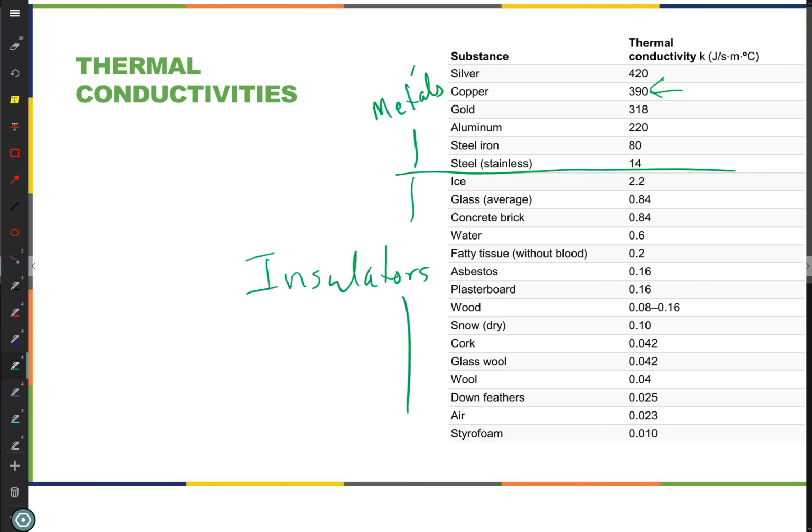The insulators, and one of the common things you see in insulators is they're less dense. Less dense, well, that means that your atoms aren't going to have as much contact, right? And in fact, you'll notice air is very low on the conductivity. Air is a really good insulator. And so we take advantage of that.